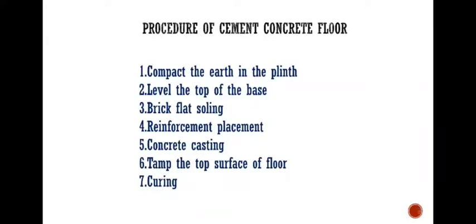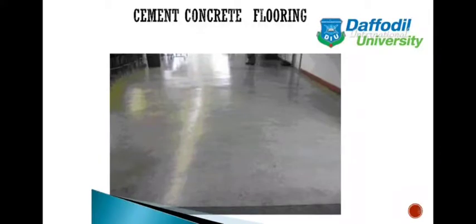Procedure of cement concrete flooring. Number 1 is compact the earth in the plinth. 2. Level the top of the base. 3. Brick flat soling. 4. Reinforcement placement. 5. Concrete casting. 6. Tamp the top surface of the floor. And 7 is curing. As you can see in the picture, cement concrete flooring.